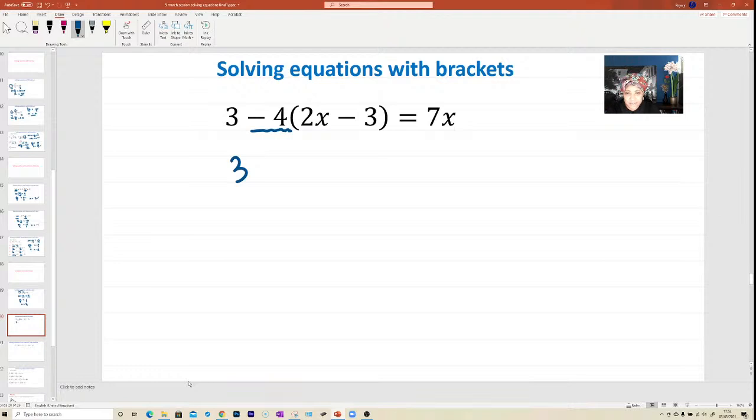Don't worry. So 4 times 2 is 8, but it's negative 8x. Okay? And then we got negative 4. The bracket means times. So negative 4 times negative 3. If you're not sure, just follow me for now. So negative 4. First of all, 4 times 3 is 12. And then negative times negative is plus. So we're going to have a plus 12 equals 7x.